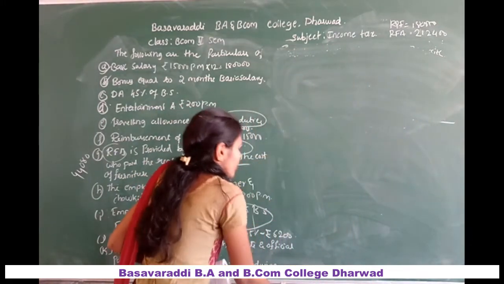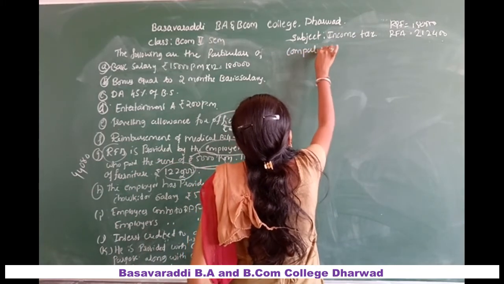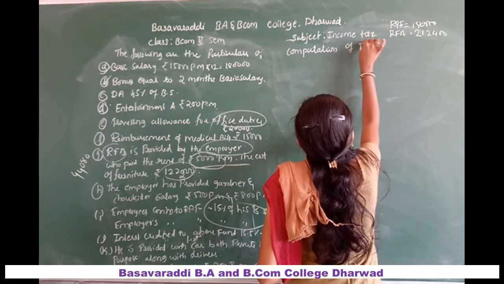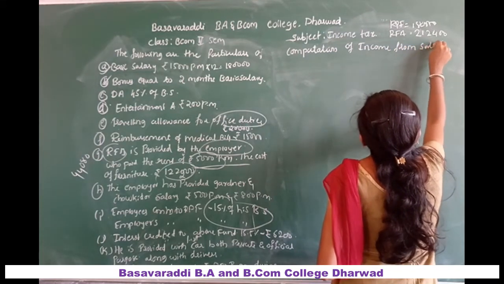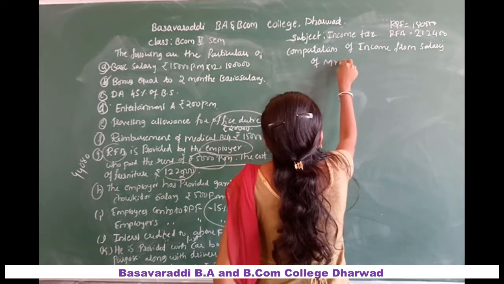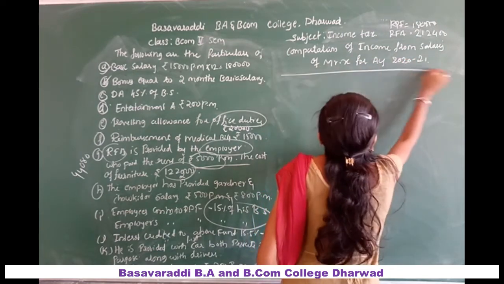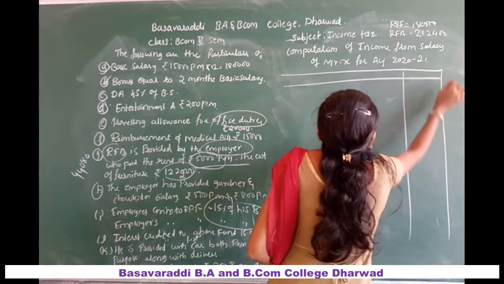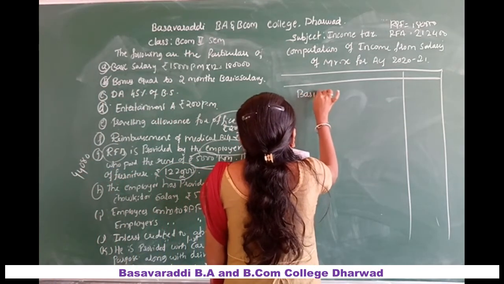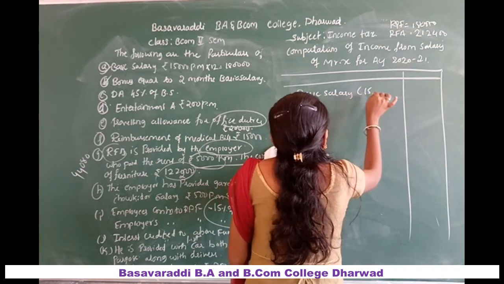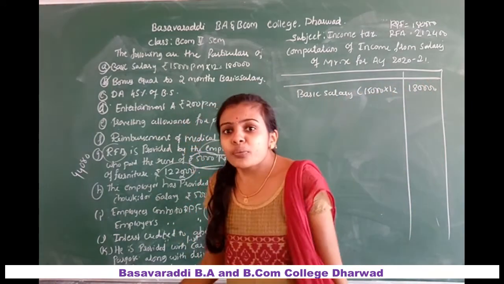Now the last working note, computation of income from salary. Now the next chart, last chart, computation of income from salary of Mr. X for the assessment year 2020 and 2021, particulars and then rupees. First one, basic salary. 15,000 into 12, that is 180,000. And then bonus equal to 2 months salary.